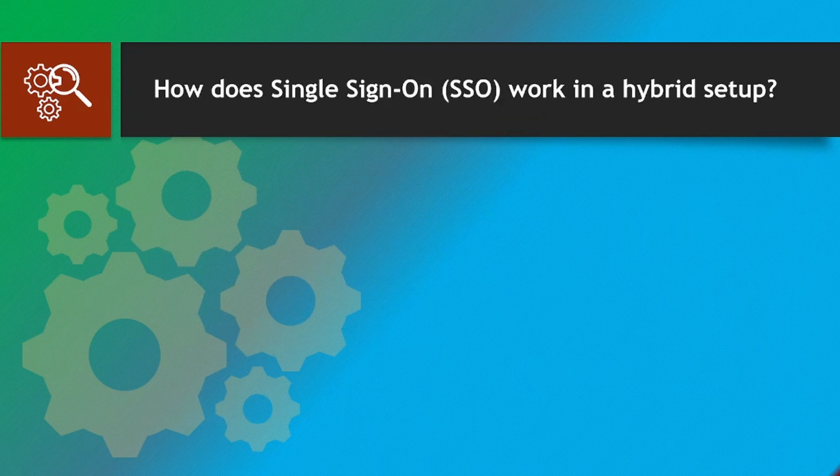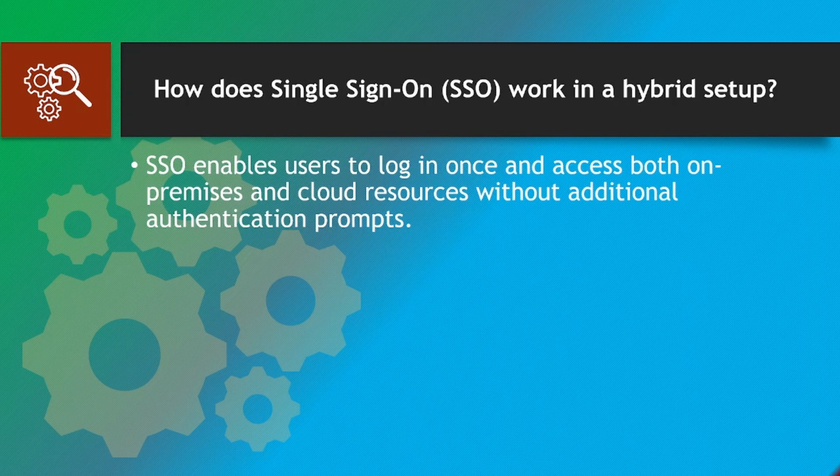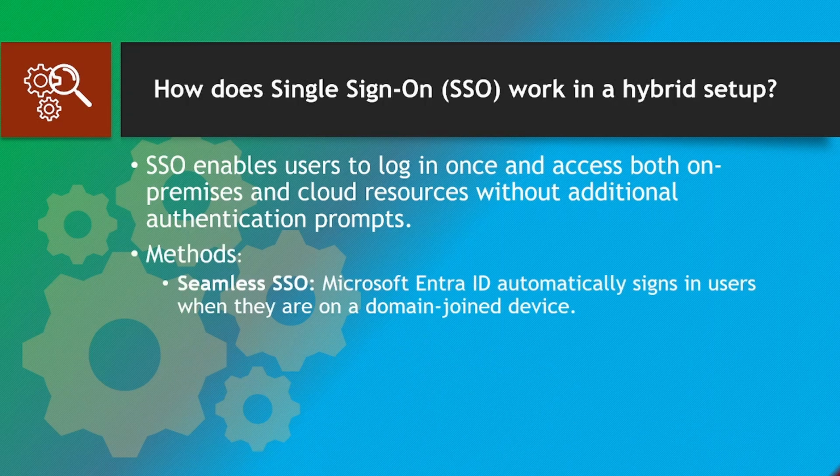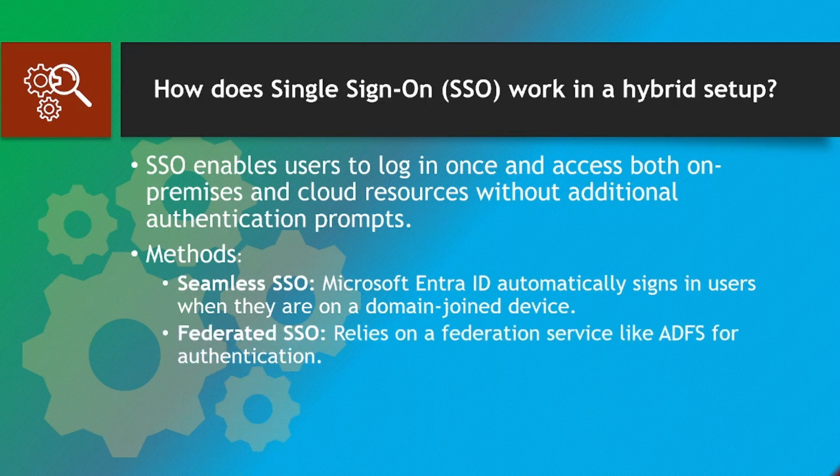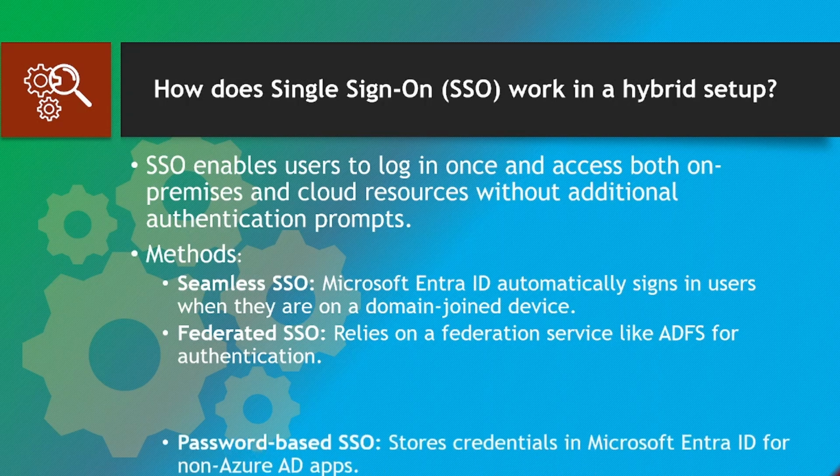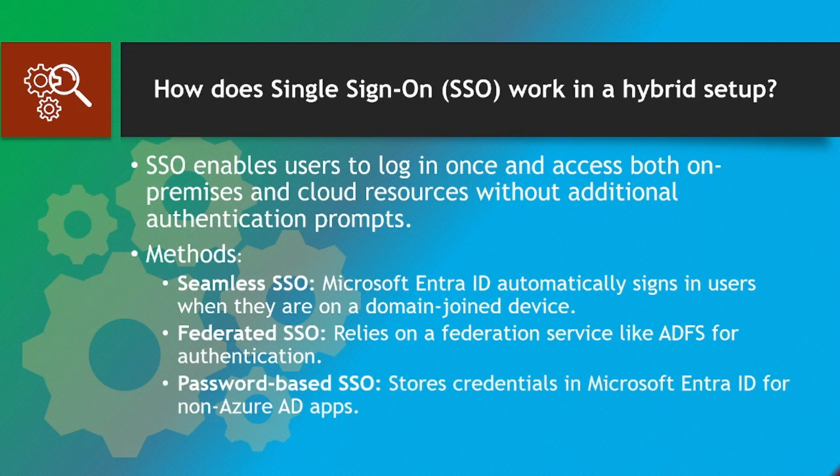The next question: how does single sign-on (SSO) work in a hybrid setup? SSO enables users to log in once and access both on-premises and cloud resources without additional authentication prompts. The methods used for SSO are: seamless SSO, where Microsoft Entra ID automatically signs in users when they are on a domain-joined device; federated SSO, which relies on a federation service like ADFS for authentication; and password-based SSO, which stores credentials in Microsoft Entra ID for non-Azure AD apps.